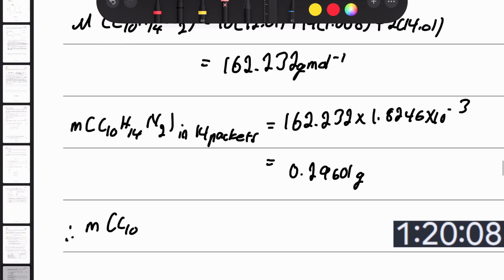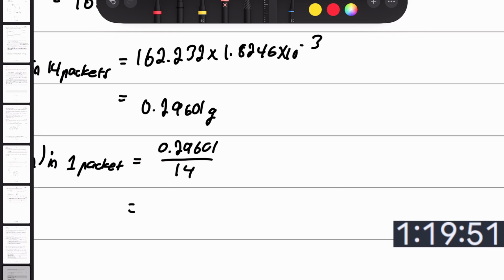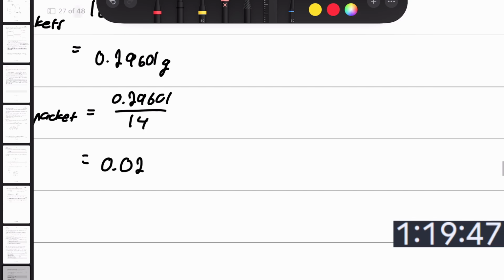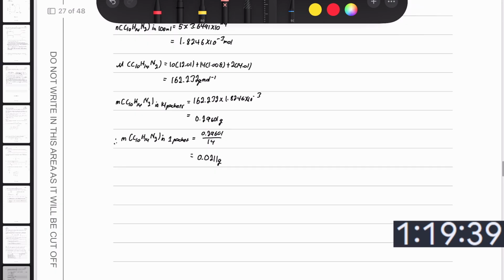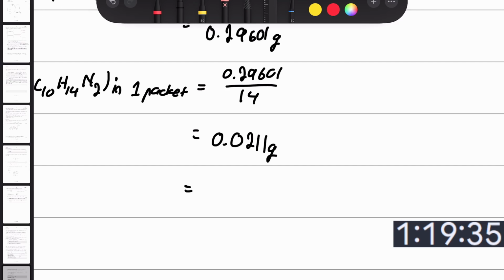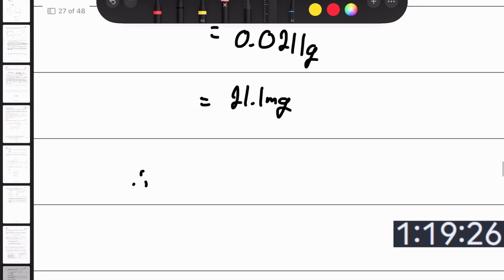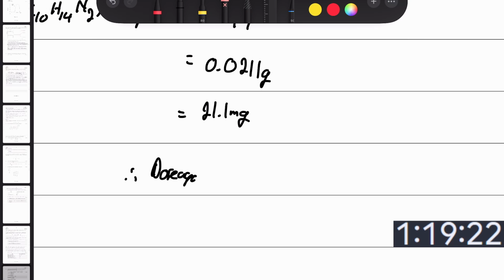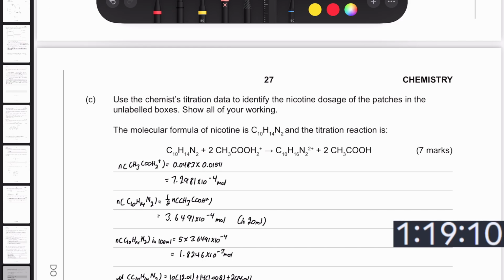So then the mass of C10H14N2 in one packet is equal to 0.29601 all over 14. 0.29601 divided by 14 is 0.0211 grams, times 1000 is 21.1 milligrams. Therefore, the dosage per patch is 21.1 milligrams, to identify the nicotine dosage per patch in the unlabeled boxes.